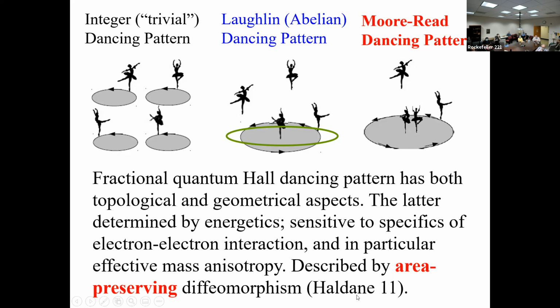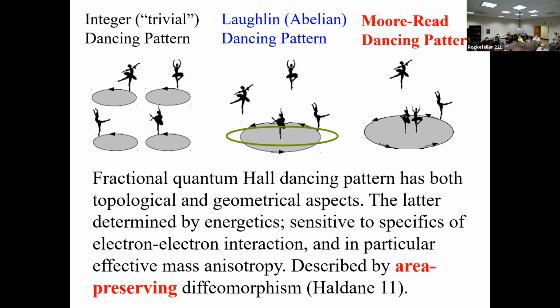Based on this observation, he argues that there are both topological and geometrical aspects of the fractional quantum Hall effect, and the latter is determined by energetics. So you might ask why you would want to distort the dancing pattern this way. Well, as I said, the 3-step rule is to lower the Coulomb interaction energy. But in an anisotropic system, let's say you have an anisotropic dielectric function that makes the Coulomb interaction stronger in one direction than the other, then you might want to stay away from each other more in one direction than the other. So this dancing pattern may be energetically more favorable.